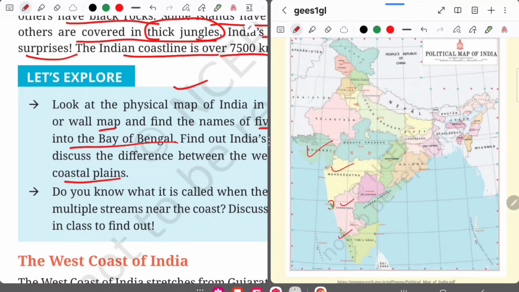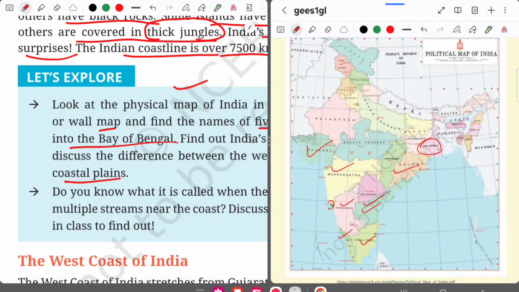These are the west coast states. Now let us see the east coast states. We have Tamil Nadu here, Andhra Pradesh here, Odisha, and West Bengal here. So these are the east coast states.